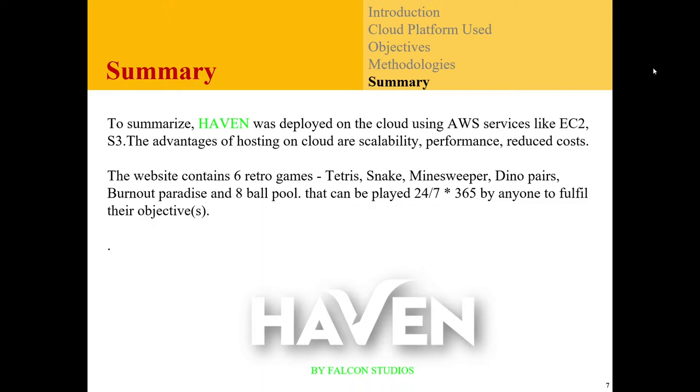To summarize, Haven was deployed on cloud using AWS services, which are EC2 and S3. The advantages of hosting on cloud are scalability, performance, and reduced cost. The website contains 6 games, Tetris, Snake, Minesweeper, Dino Pairs, Burnout Paradise, and 8-Ball Pool, which can be played anywhere, anytime. Now let's go to the demo.